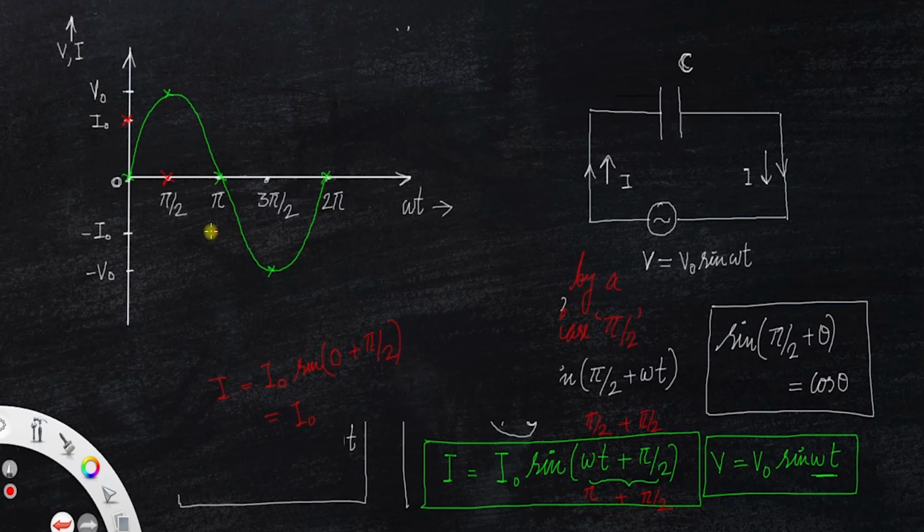So here. And if you draw like this, you will get a graph like this. This is the plot of the current. That is, this one is V equal to V0 sine omega t, and this is the graph of I equal to I0 sine of omega t plus pi by 2. Clear?